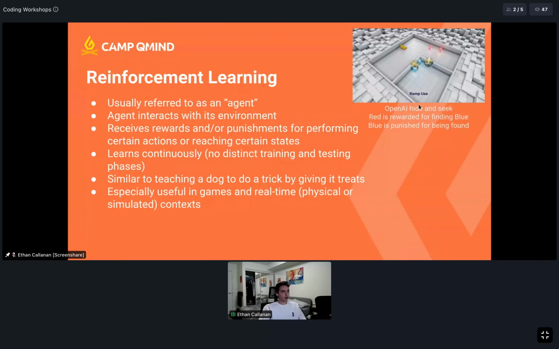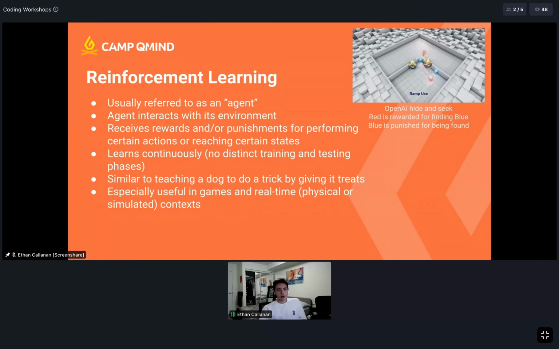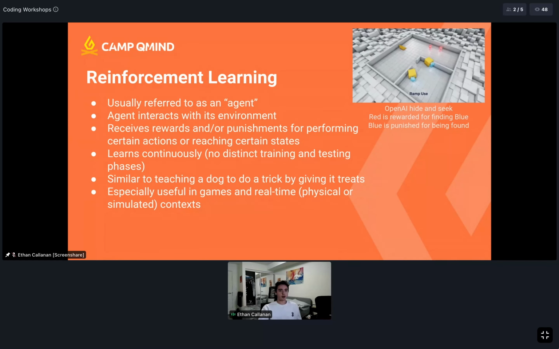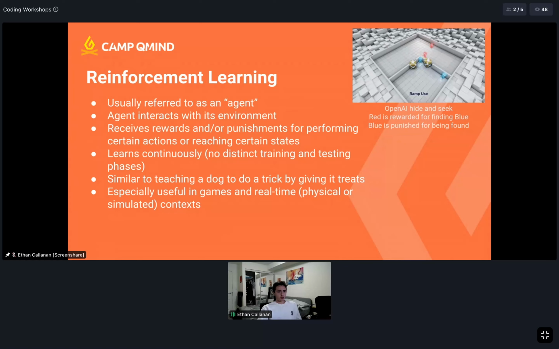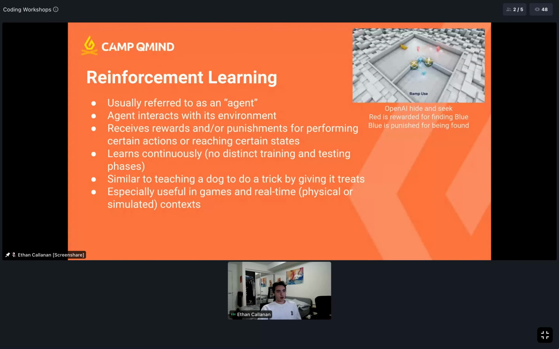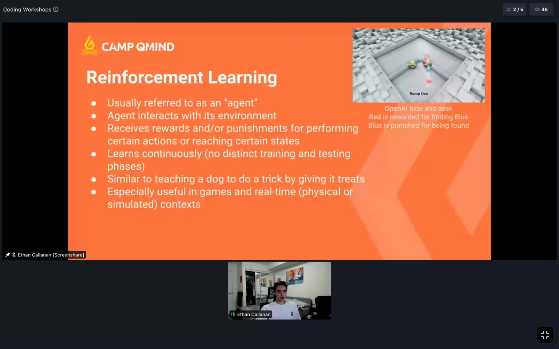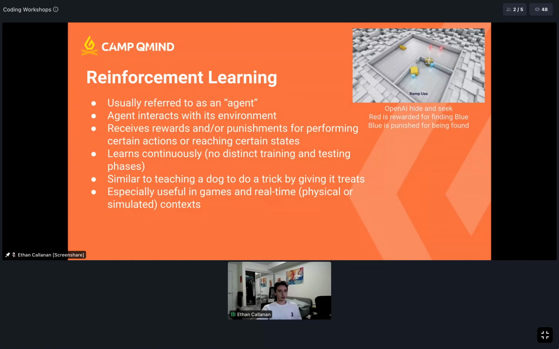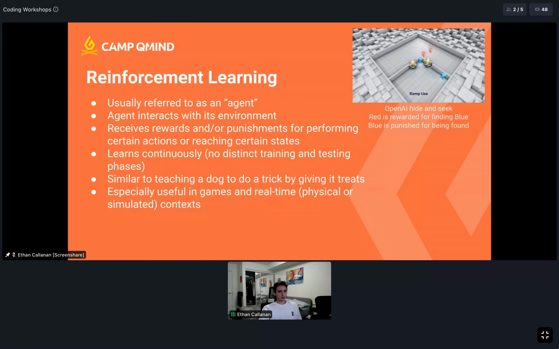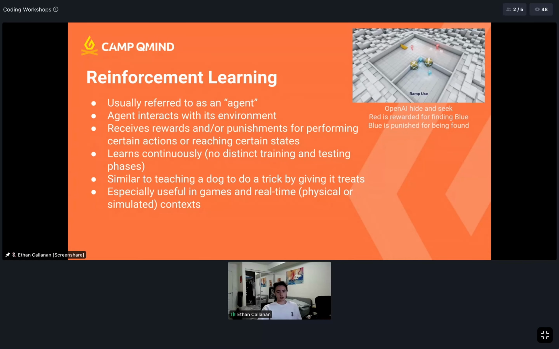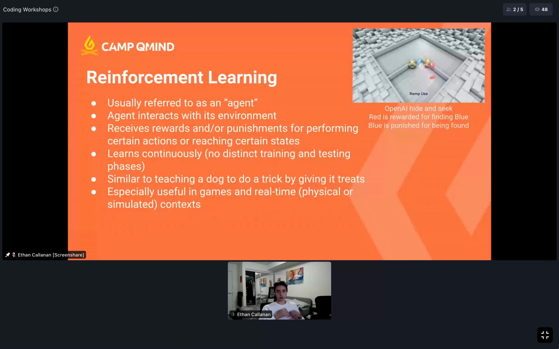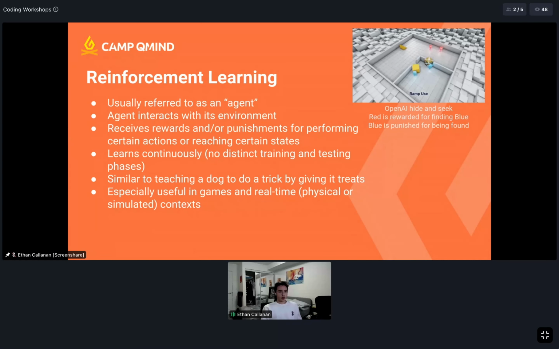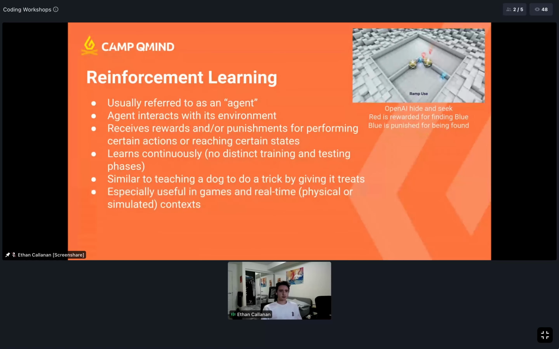All right, and our third kind of learning is reinforcement learning. In reinforcement learning, you usually refer to the algorithm as an agent rather than a model, as you would in the other two. The agent learns by interacting with its environment. As it's playing its game or doing what it's doing, it'll receive rewards and punishments for performing certain actions or reaching certain states. These algorithms all learn continuously. Unlike in supervised learning, where you have your distinct training phase, an iterative process, and then you go and do the testing phase, with reinforcement learning it's constantly learning as it's playing, and it never stops learning.